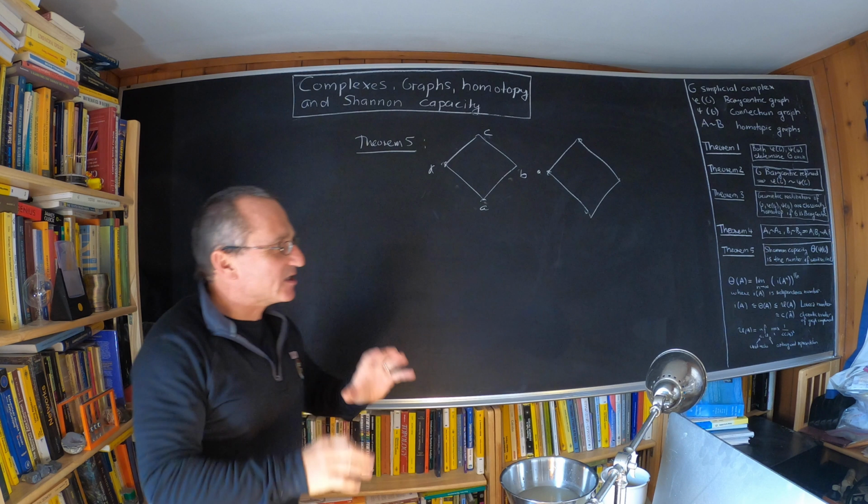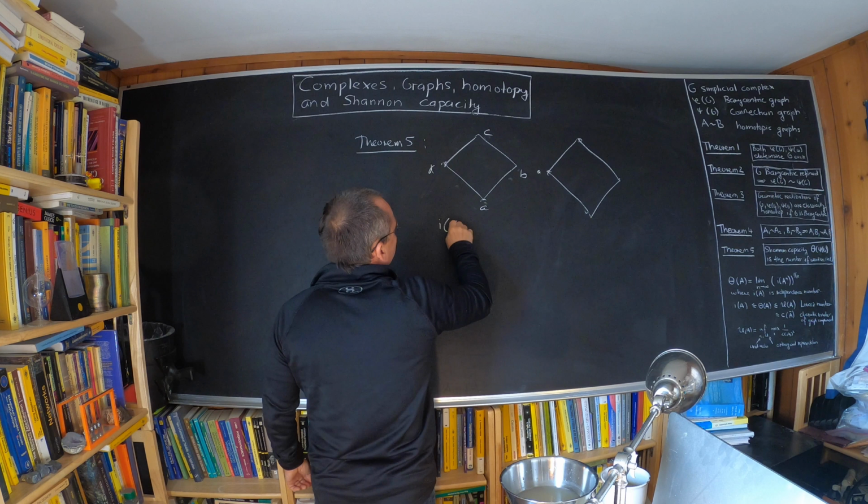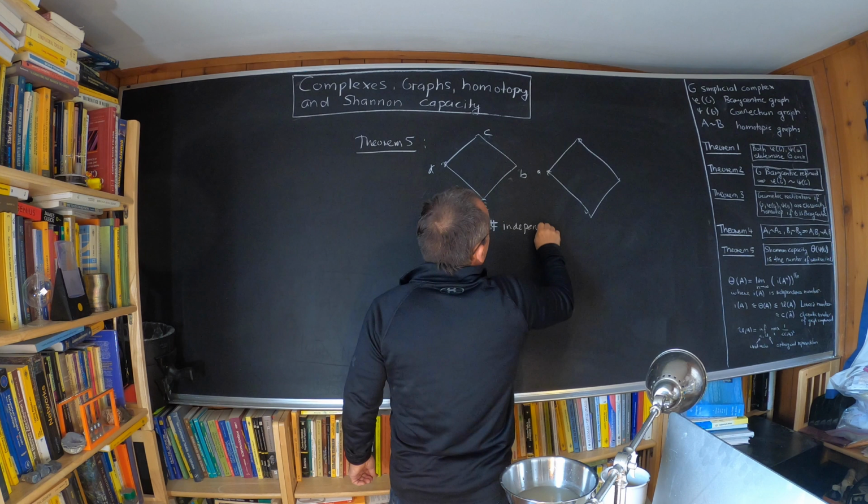So he was then interested in the independence number. The independence number of a graph is the maximal number of independent vertices.